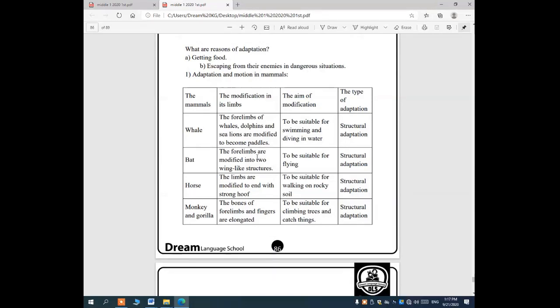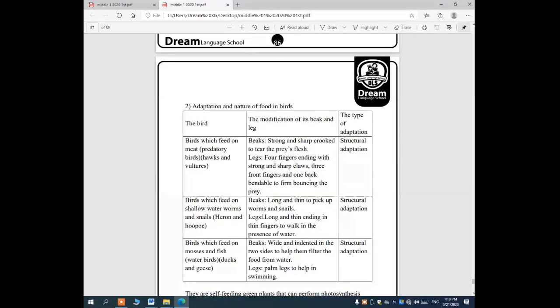Why? To make swimming in the water, and it's a structural adaptation. The bat doesn't have hands, but the hands are modified into wings. Why? To perform flying, which is a structural adaptation. The horse, its leg ends with a strong hoof. Why? To walk and run on the rocky soil, which is a structural adaptation. Monkey and gorilla, they have long, elongated hands. Why? To be able to climb trees and catch things, which is a structural adaptation too.